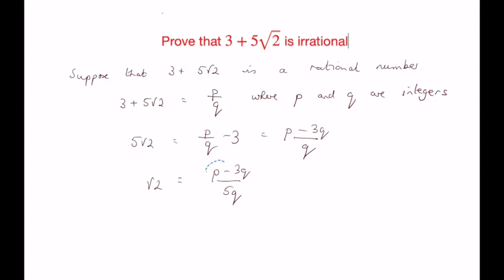But p and q are integers, so p minus 3q is an integer, 5q is an integer, and therefore root 2 is a rational number, which it isn't. So we have a contradiction. And the conclusion, therefore, is that 3 plus 5 root 2 is an irrational number.